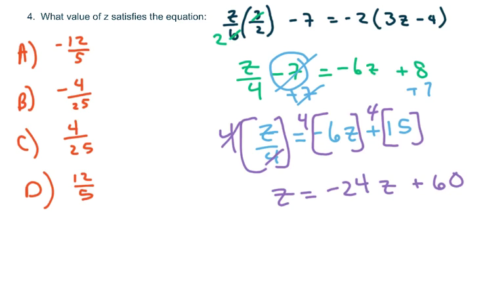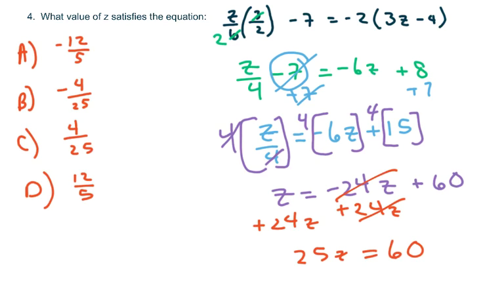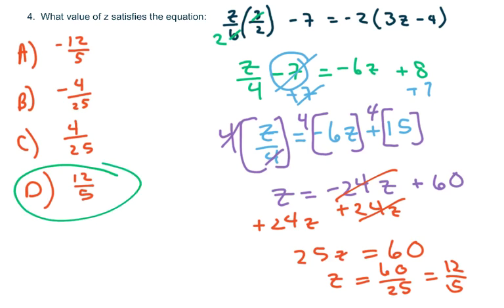Now I'm going to add 24z to both sides. And I get 25z equals 60. Divide both sides by 25. You get z equals 60 over 25. And then we reduce that by 5. And so that's going to be 12 over 5. So my answer is D.